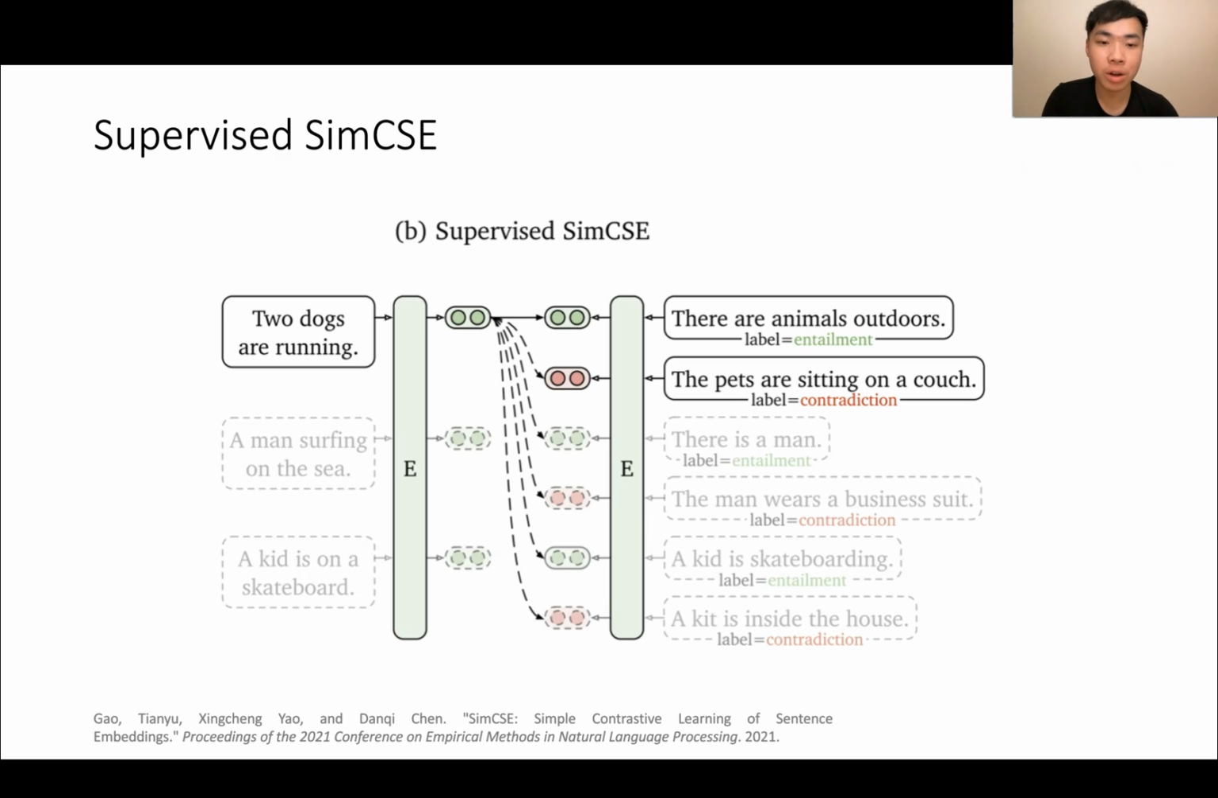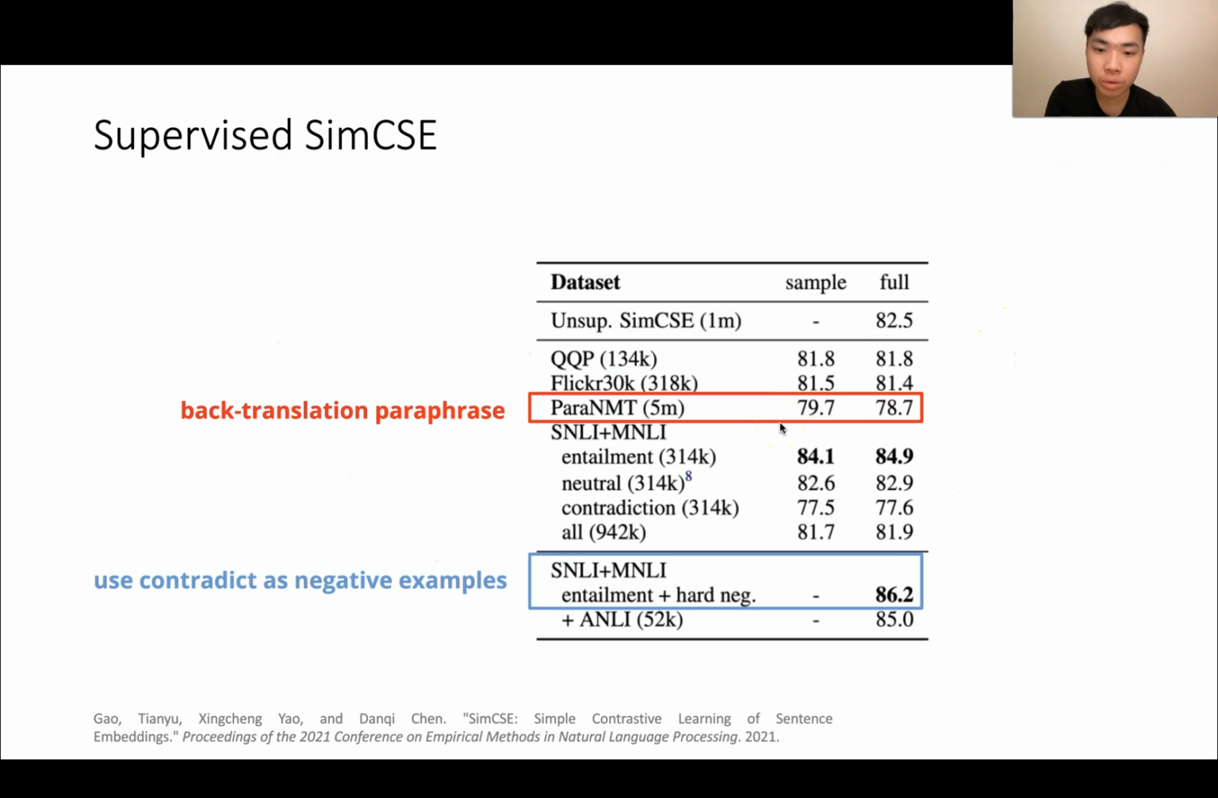In the SimCSE paper, they not only do the unsupervised setting, they also do a supervised setting. The positive pairs are produced by the NLI, the Natural Language Inference dataset. In this dataset, we have an entailment sentence and a contradiction sentence. So they use the entailment sentence as a positive pair and the contradiction sentence as the hard negative pair. By doing that, they can get even better results compared to the unsupervised SimCSE.